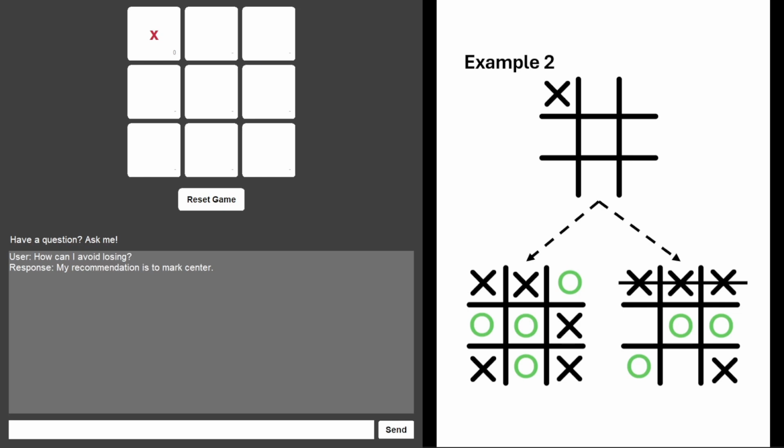If we ask a question such as, why shouldn't I take any moves in the bottom row? You can see that the solver will provide the counterfactual for each of the potential moves.